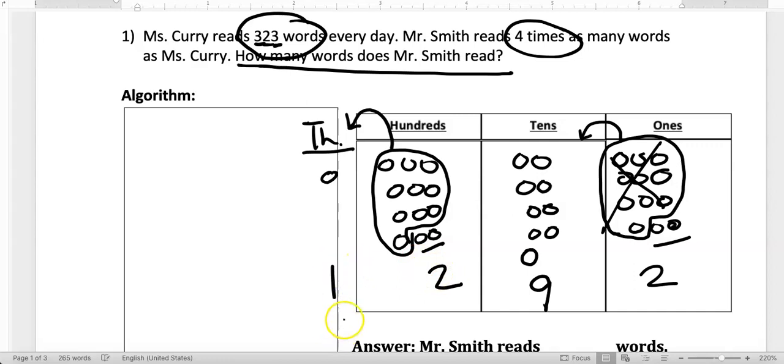Bringing that number down here. So if I were to come up with this number, 1,000, put my comma, 1,292 would be my answer. So that's how the regrouping works.